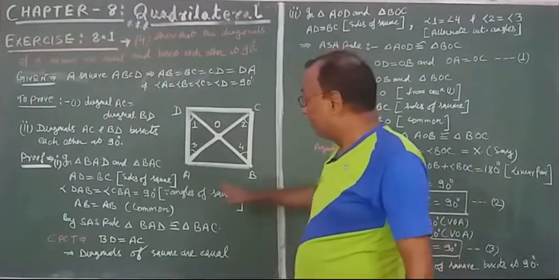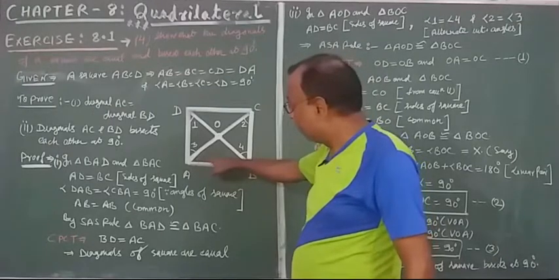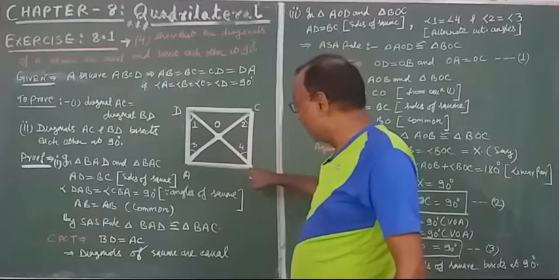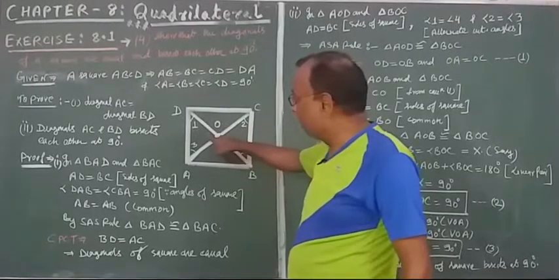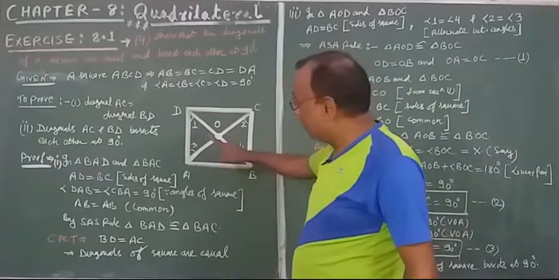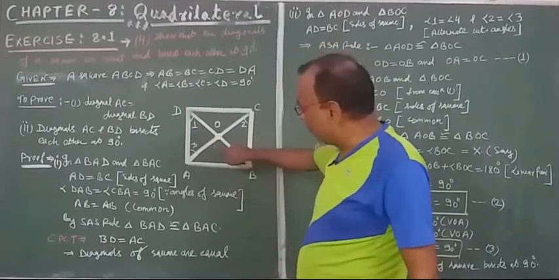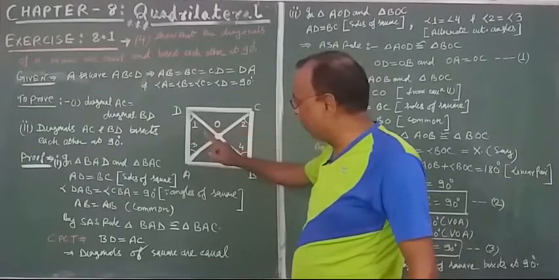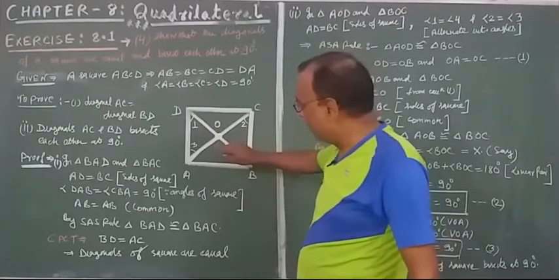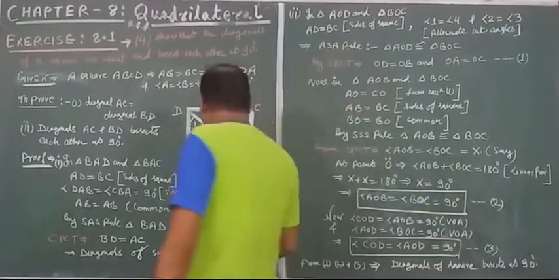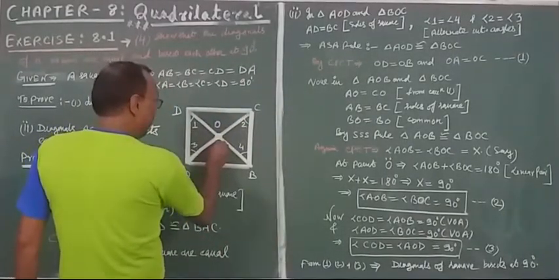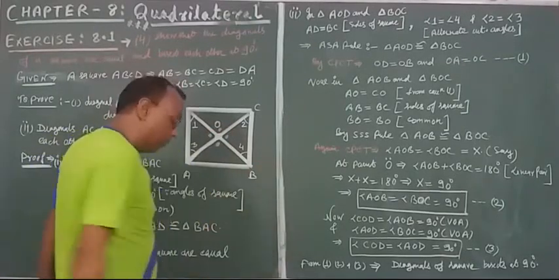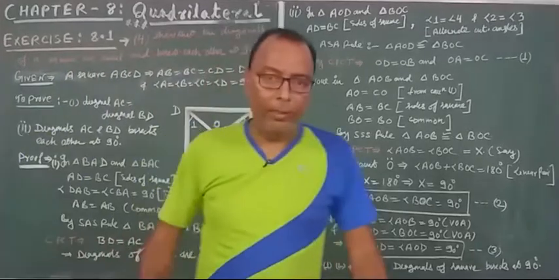It means AO is equal to CO. This we have to prove. And BO is equal to DO, and they bisect at 90 degree. It means all these angles, angle AOB, BOC, COD and DOA, this we have to prove 90 degree.